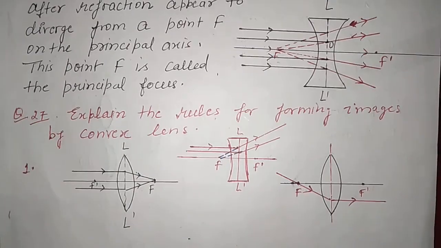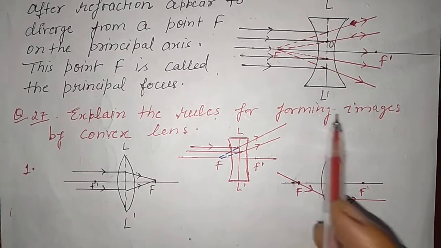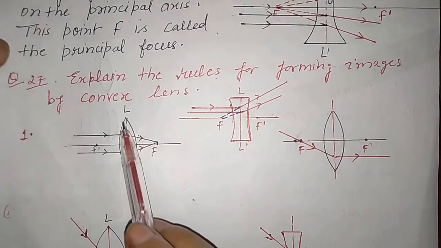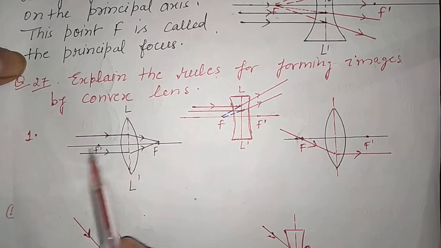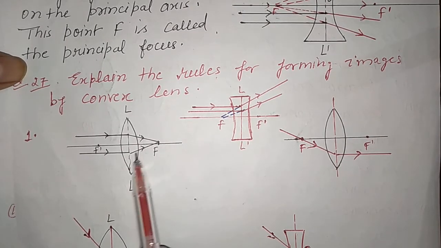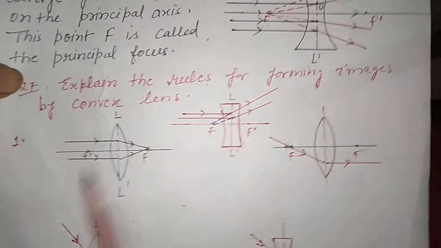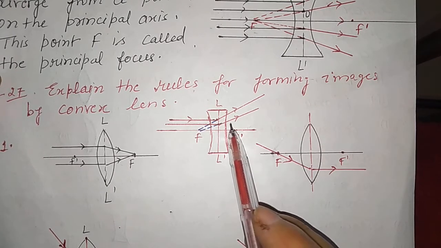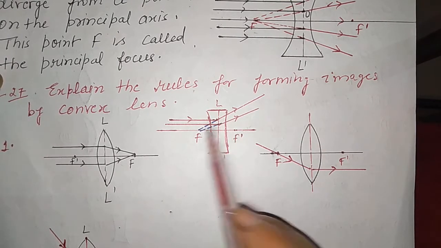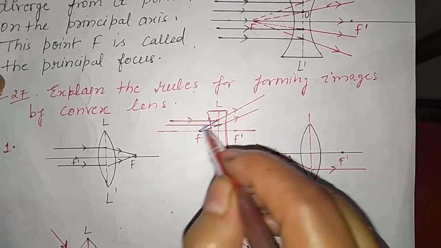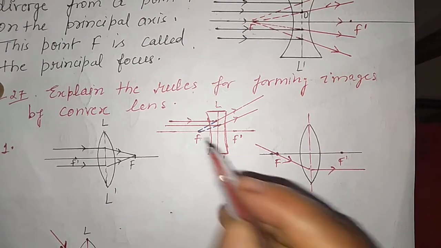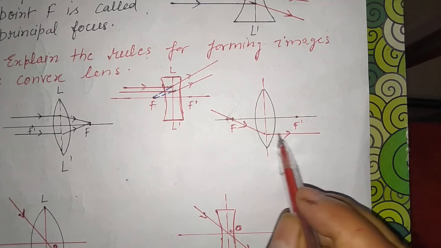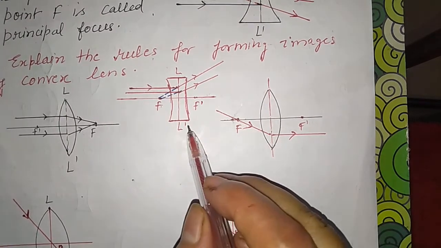Now the next question is to explain the rules for forming images by the convex lens, similar to what we have done in the mirror. For the convex lens, rays coming parallel to the principal axis, after refraction, converge at a point. In the concave lens, rays traveling parallel to the principal axis, after refraction, appear to diverge from a point. That is the focus. Similarly, rays passing through the focus, after refraction, become parallel to the principal axis.